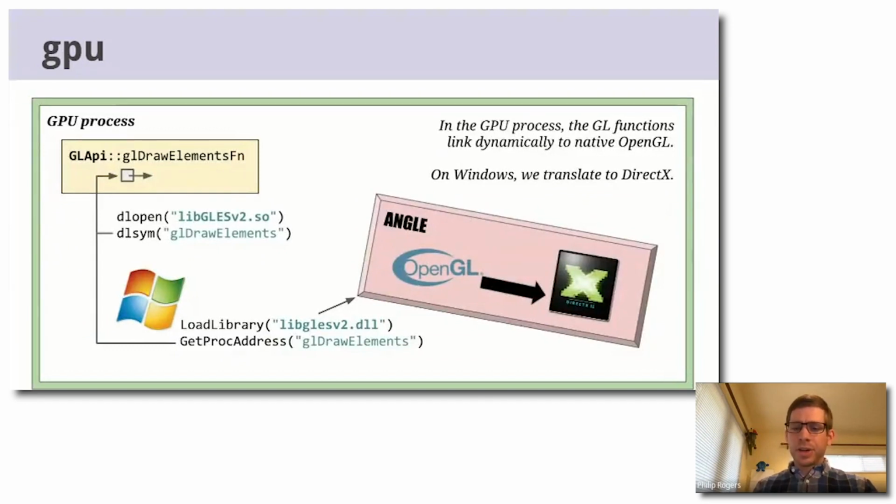There's something interesting on Windows. On Windows, the low-level API is called DirectX, but we actually tell Skia to use OpenGL, and then behind the scenes, we connect the OpenGL calls to a sub-project called ANGLE, and this does a conversion between OpenGL and DirectX.